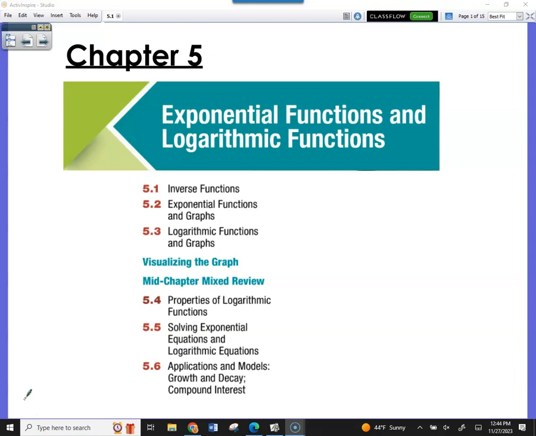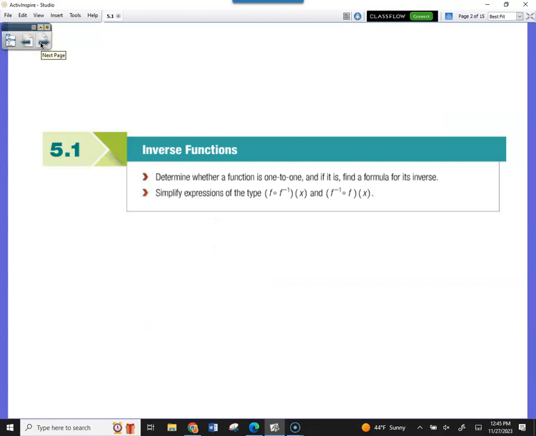All right. Chapter 5. We're looking at exponential and logarithmic functions. If you went through Algebra 2, you may remember exponential and logarithmic functions. God, I hate logs. That's great. And hopefully, I'm going to teach you a technique.